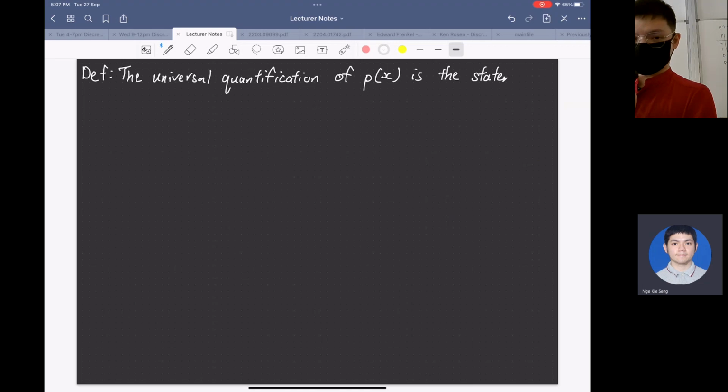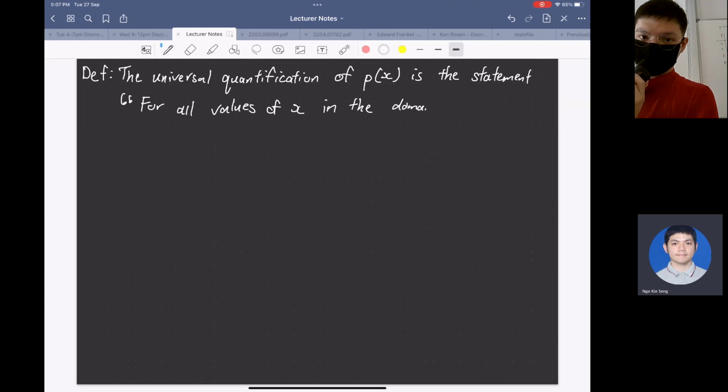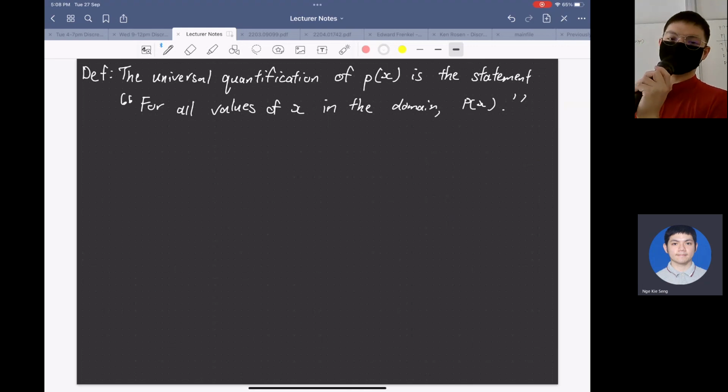So what is it? I'm going to tell you. It's a statement for all values of x in the domain, P(x). Okay, then I tell you what it is. Maybe you still don't know what it is. I already told you what it is. Maybe it's very obscure. Then I'll give an example.